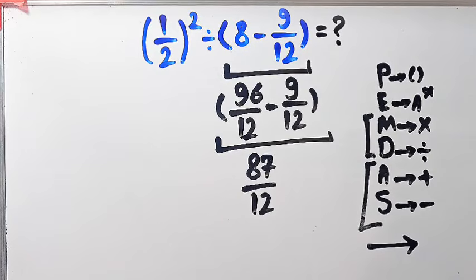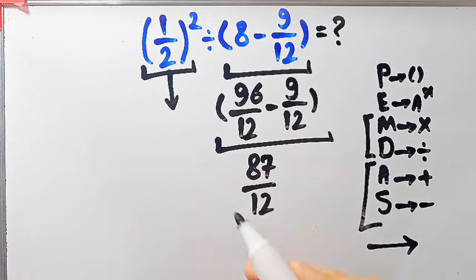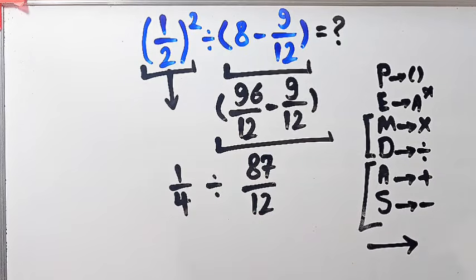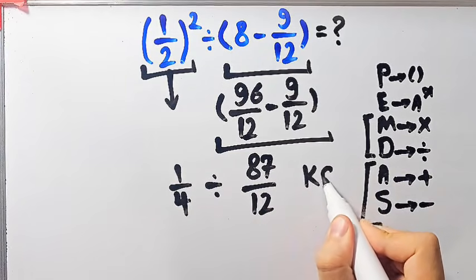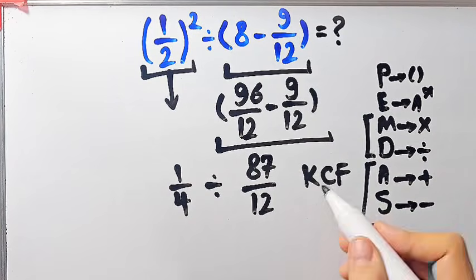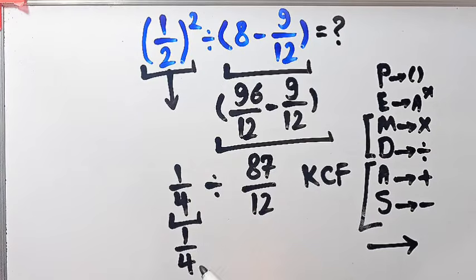Okay guys, in this step we simplify this exponent. 1 over 2 to the power of 2 equals 1 over 4. We have 1 over 4 divided by 87 over 12. To solve this part, we need to follow the KCF rule. In the KCF rule, K stands for keep, C stands for change, and F stands for flip. We keep the first fraction as it is, then we change the sign, and after that we flip the second fraction. Okay guys, now we have 1 over 4 times 12 over 87.